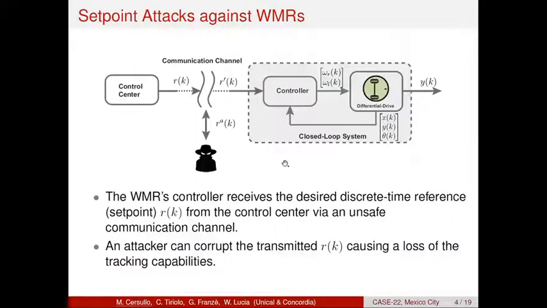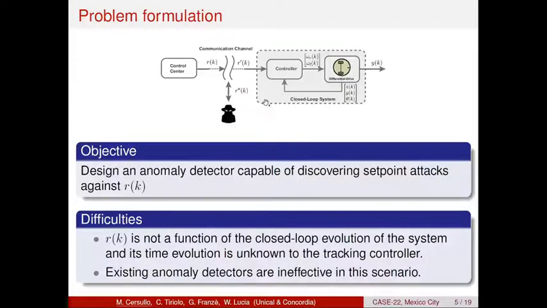The wheeled mobile robot controller receives a desired value, a discrete-time reference setpoint value, from the control center. This value is sent via an unsafe communication channel. So the attacker is able to corrupt the transmission signal, causing a loss of the tracking capabilities. So our objective is to design an anomaly detector that is capable of discovering setpoint attacks against the reference value.